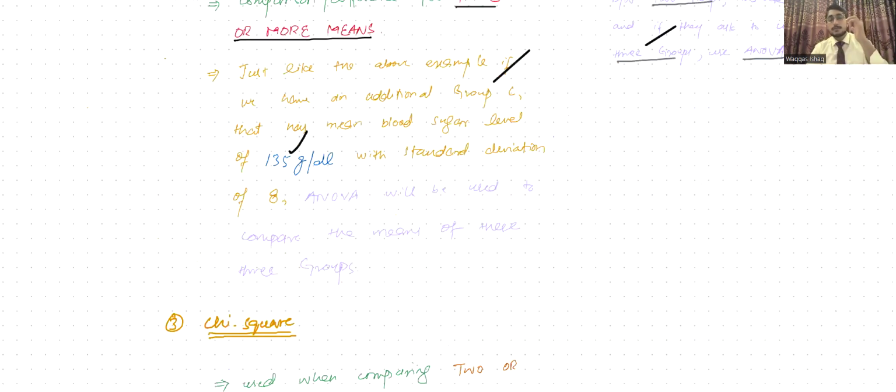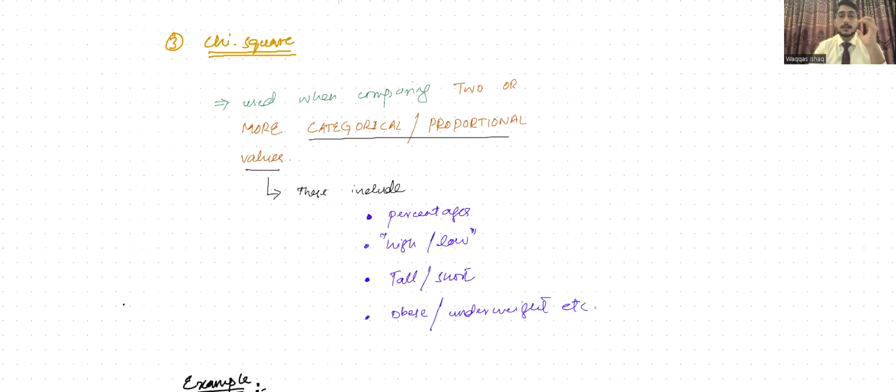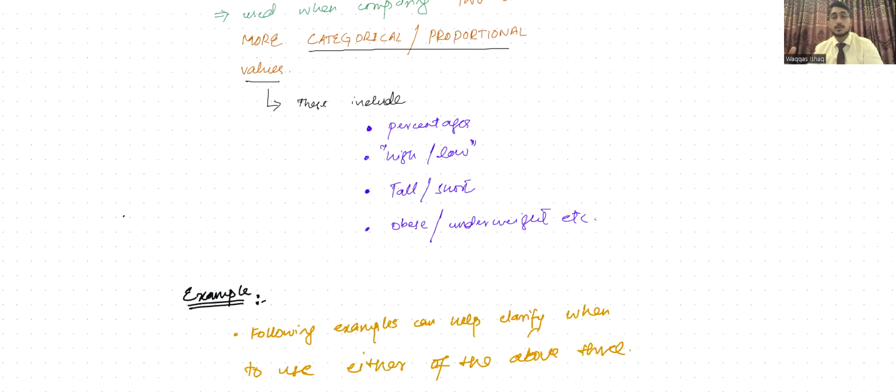Above, we said that those are numerical values, the digit numbers, and you're doing comparison for those. But in chi-square, you compare two or more categorical or proportional values. And what is meant by that? What are these values? They include percentages, high or low. For example, they said that this group has low blood sugar while the other group has high blood sugar. They didn't give a value, they just said high or low. They can say tall and short, they can say obese or underweight, different groups basically.